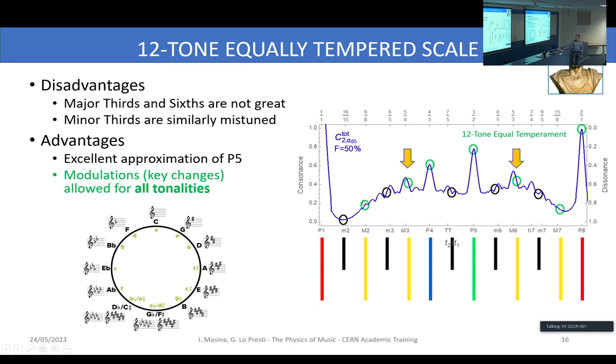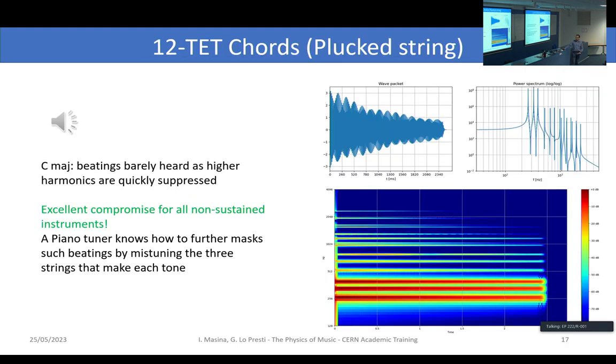Okay, well, fine. But then, indeed, modulation, the key changes, were allowed for all tonalities. And this diagram is very common in music. It's where you put all of the fifths one after the other, and you can use any of them because they all sound the same, by definition, by construction. So at this point, you can do whatever you want. So how does it sound with the synthetic sounds? Well, okay, here I play a trick.